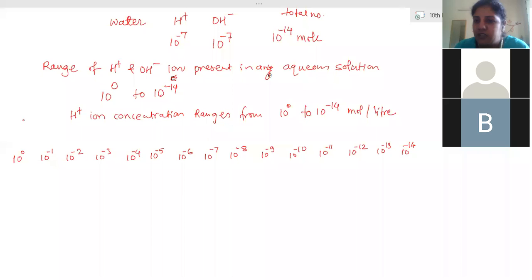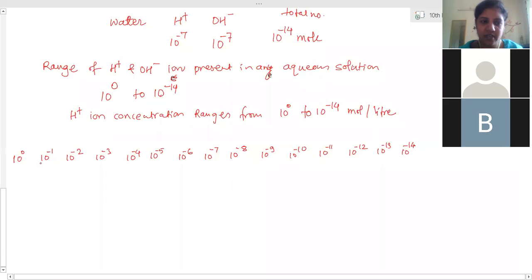Here, with negative powers, as the exponent increases, the value goes on decreasing. So 10 to the power 0 has more number of H plus ions. 10 to the power 0 means 1 by 1. 10 to the power minus 1 means 1 by 10. So which value is greater? 1 by 1 is greater than 1 by 10.